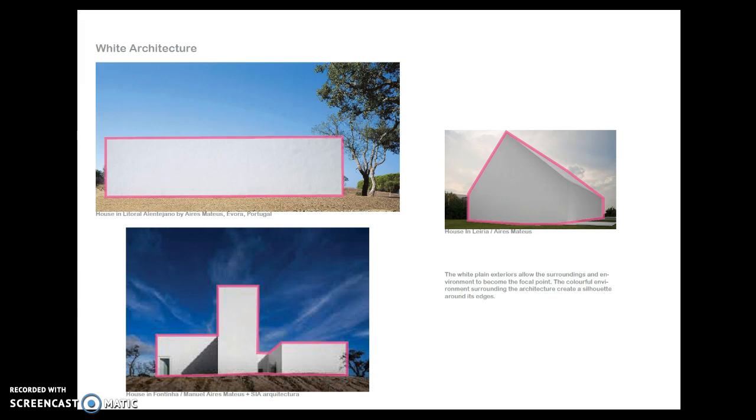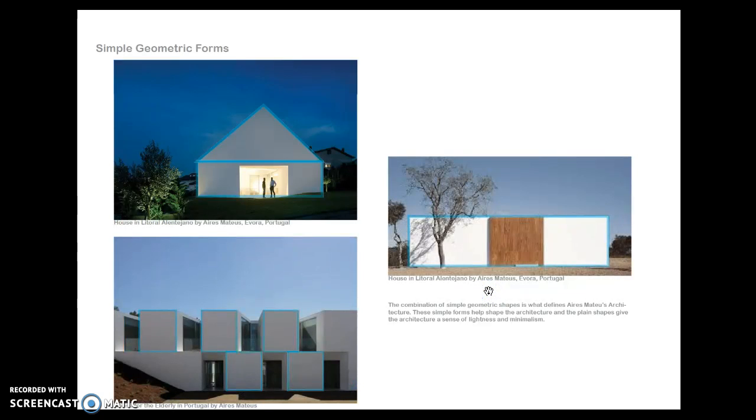So the real architecture, as I've said in my week one presentation, is the notion of allowing the environment to become the focal point and not the building. The simple geometric forms are just the style of the architect. These examples, highlighted at the top, show a piece of architecture made up of a simple triangle and a rectangle. So instead of the roof element and the walls being separate components, they've been unified.